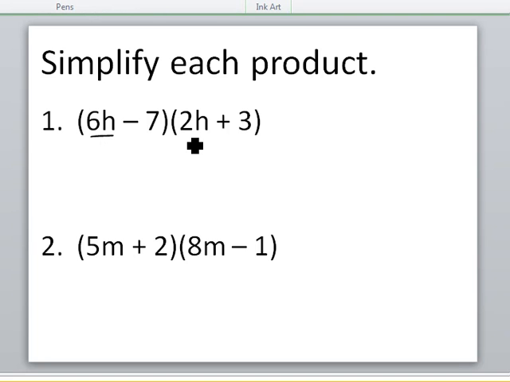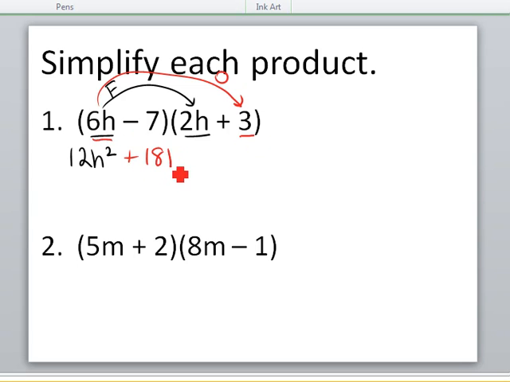The first terms would be considered the first parts of the parentheses. So when you distribute 6h times 2h, you get 12h squared. Then the outer terms are the outermost terms of the parentheses, and so we'd have 6h times 3, which is 18h. Then the innermost ones are the inner terms, and so we'd end up getting negative 14h.